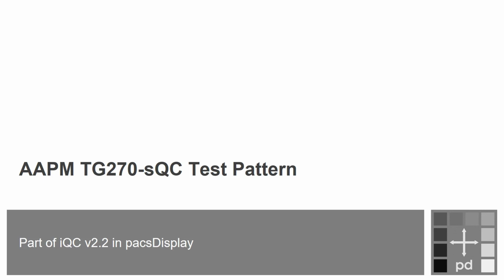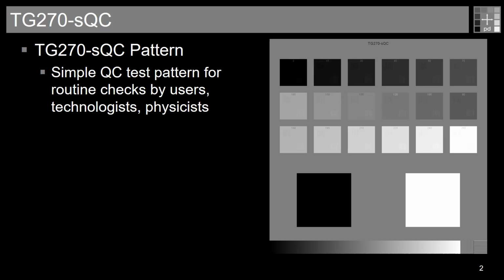In this video, we'll review the AAPM TG270-sQC test pattern, one of the test patterns available in the IQC version 2.2 software of the PACS Display software suite. The TG270-sQC test pattern is to be used for simple QC checks by regular users, technologists, and even physicists. It contains many different regions, and we'll review each of them individually on the following slides.